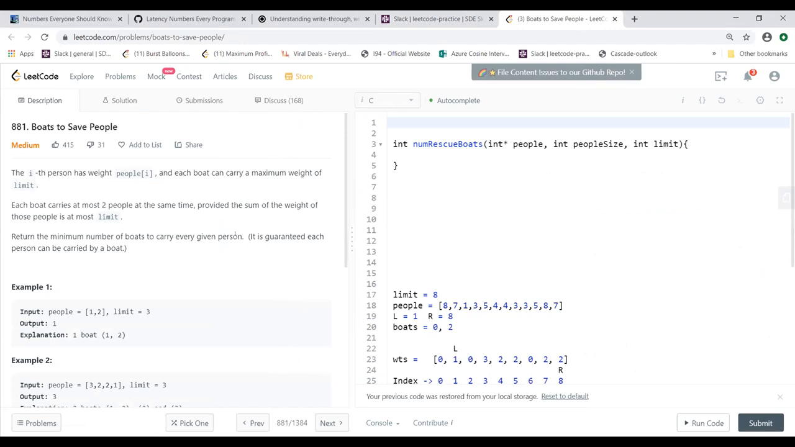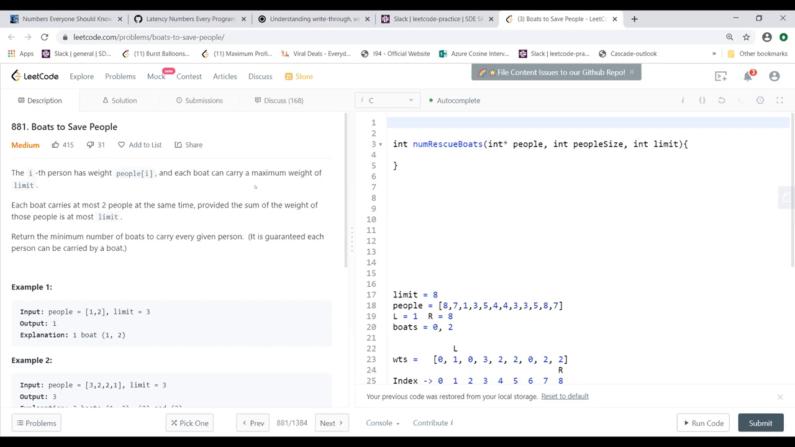Okay, so this problem is again from the medium bucket. It is about boats to save people. What it says is there will be a few people, and they will have to be carried from one side of the river, or whatever it is, to the other side, and each person has a weight, and that is given as an array of integers.